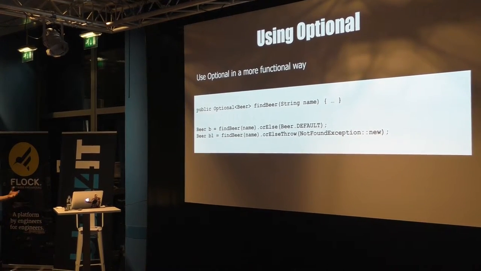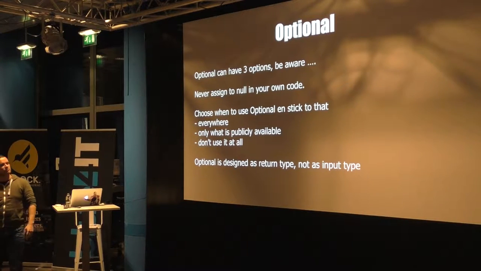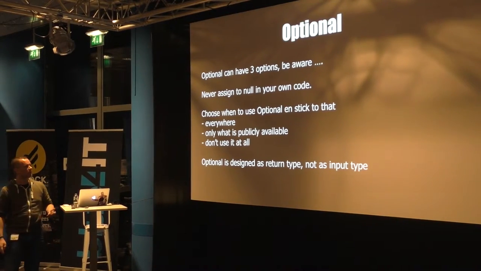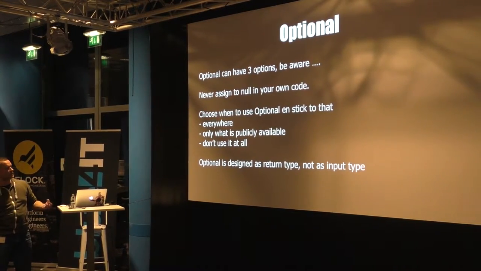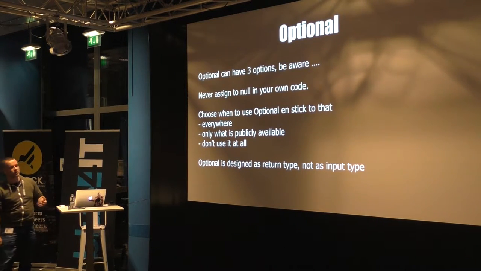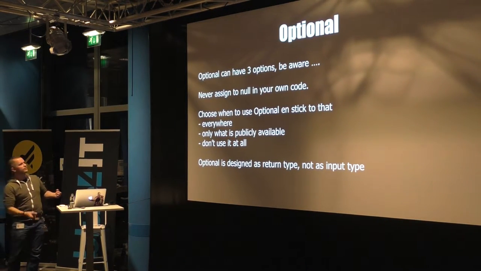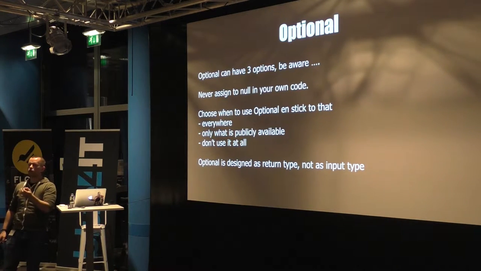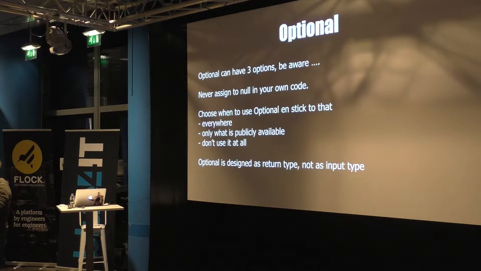Use optional in a more functional way, we already did this. So with optionals, you can have three options, be aware it can be null. Never assign it in your code to null. And please just choose something to do with optionals. You can use it everywhere. You can use it only when publicly available. Or don't use it at all. It's an option. I would say do the middle one. Do it when it's publicly available. You force your audience that uses your function to look into the optional and to prevent stupidity on their side. That's my opinion again. But make a decision with your team or with your colleagues and stick to that.